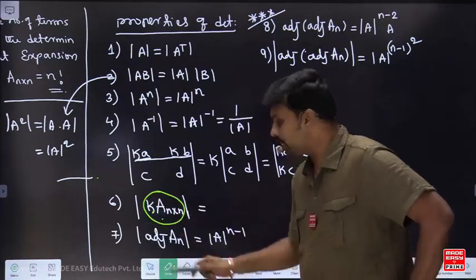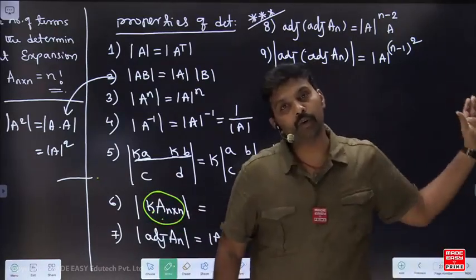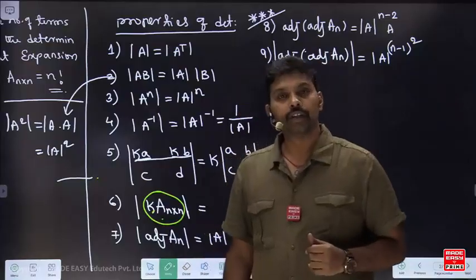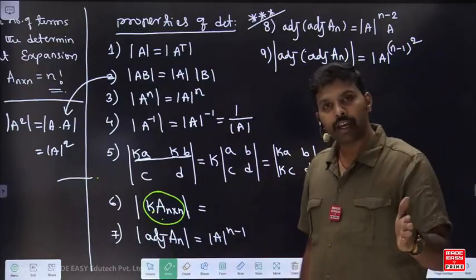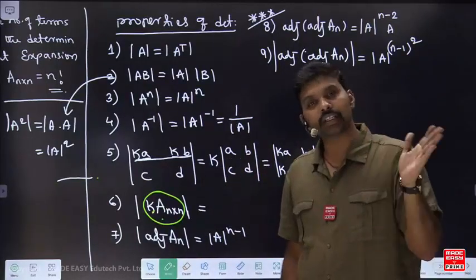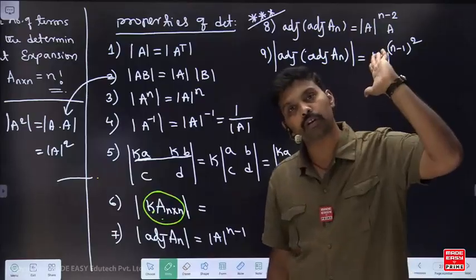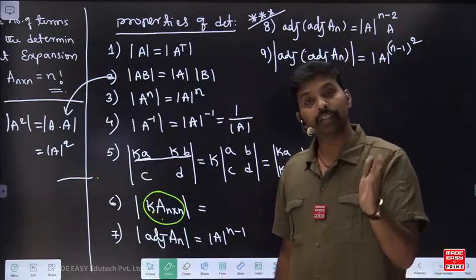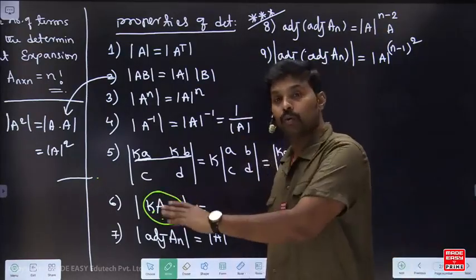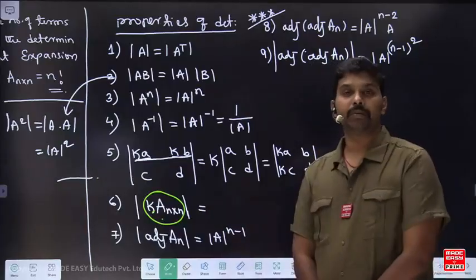First, k is a scalar which is multiplied to the complete matrix. So when you are multiplying k to the complete matrix, it means it is multiplied to all the rows or not. So after multiplying this k to all the rows, then you are finding the determinant.